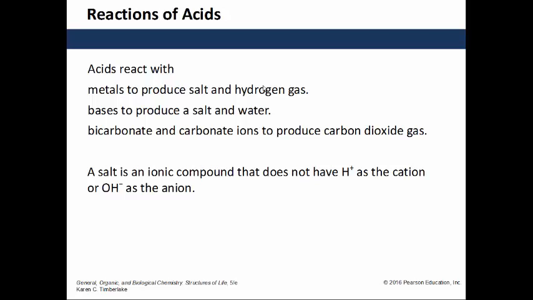Move on to reactions of acids. Now acids will react with metals to produce salt and also hydrogen gas. And acids will react with bases to produce salt and water. And acids will also react with bicarbonate and carbonate ions to produce carbon dioxide gas. And when I say salt, I don't mean table salt, sodium chloride. I mean the generic definition of a salt. So a salt is an ionic compound that does not have hydrogen ion as a cation or hydroxide as the anion.